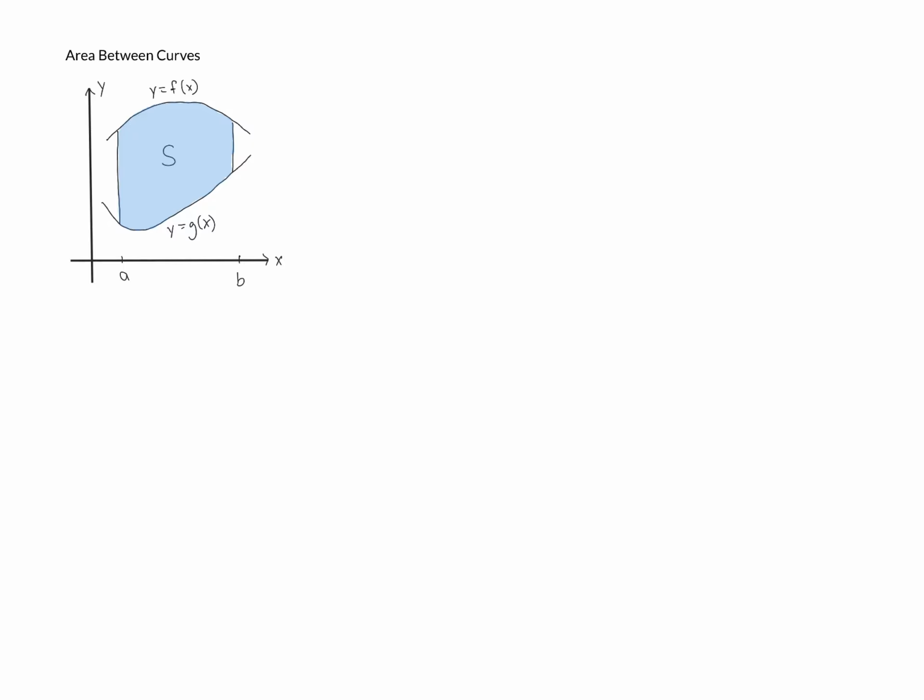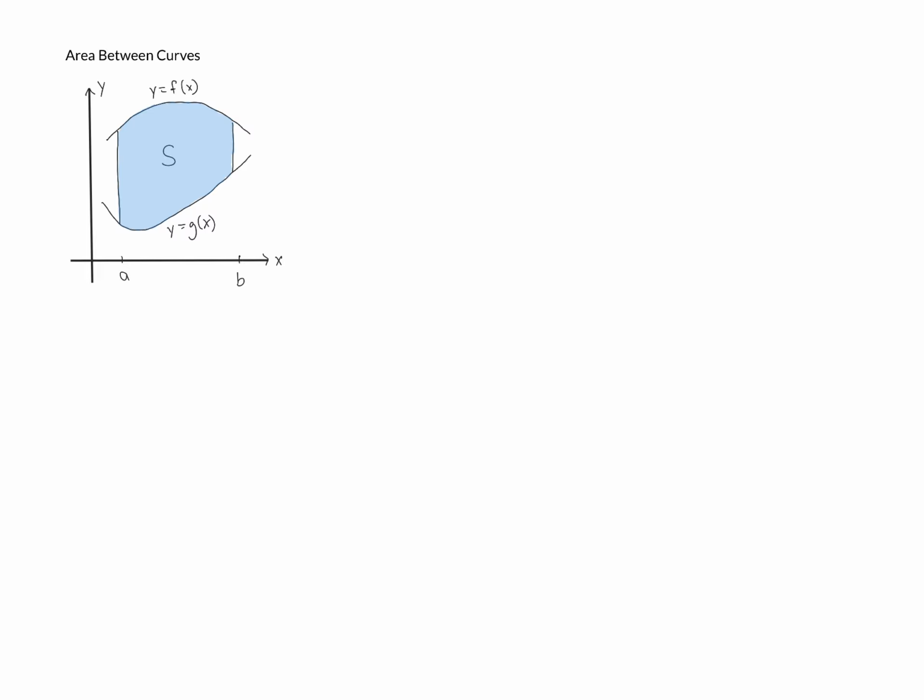Welcome back. Earlier, we explored how to calculate the area underneath a curve using a definite integral. And today, I want to look at how to calculate the area between two curves. So what we're going to do is consider this region S, which is located between the two curves y equals f of x and y equals g of x, and also between the vertical lines x equals a and x equals b.